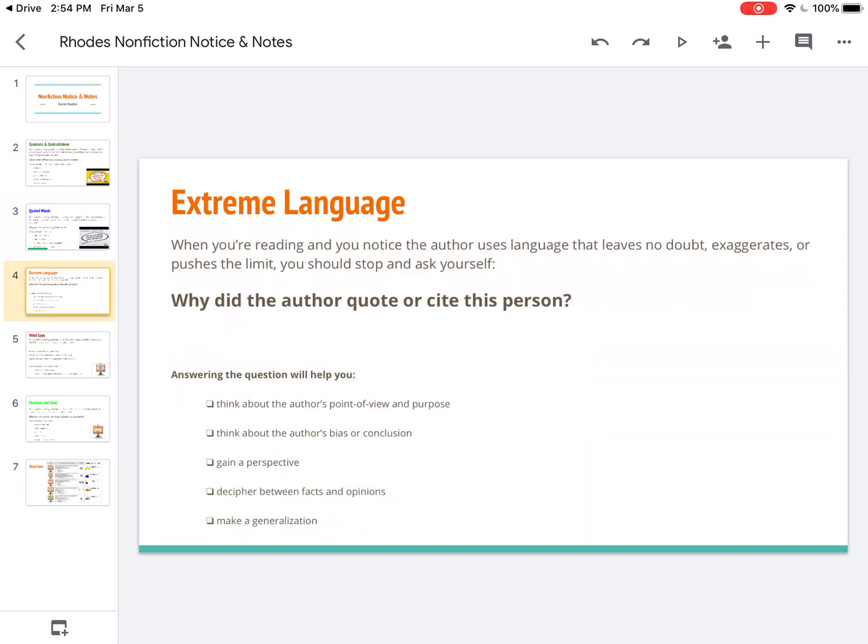Another strategy from notice and notes is extreme language. So when you're reading and you notice that the author uses language that leaves no doubt, or they exaggerate, or they push the limits, you need to stop and ask yourself the following. Why did the author quote or cite this person? So answering these questions will help you. So you're going to think about the author's point of view and purpose. Think about the author's potential bias or the conclusions they might draw. What perspective do you gain from this? Decipher between facts and opinions, and also making those generalizations.